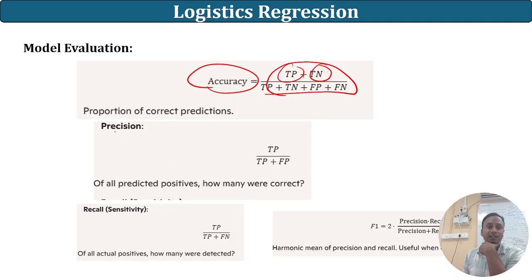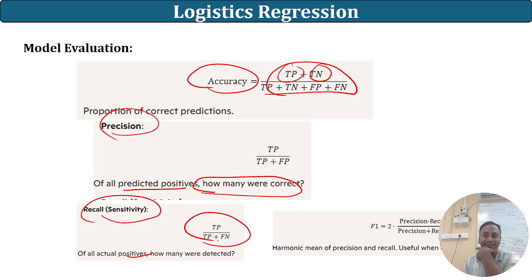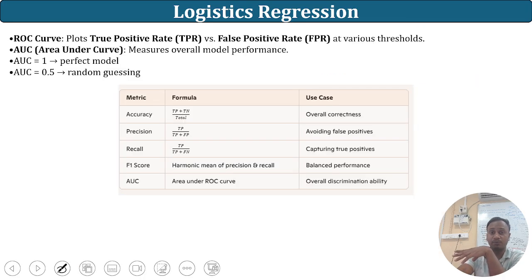Precision is, of all predicted positives, how many were correct. Then recall, which we call sensitivity, is of all actual positives, how many were detected. Then F1 is two times precision into recall over precision plus recall. We'll see this mostly in machine learning problems only, so here we will not discuss much more.